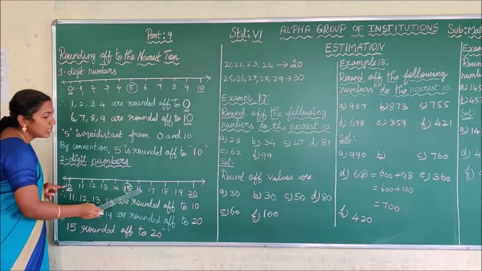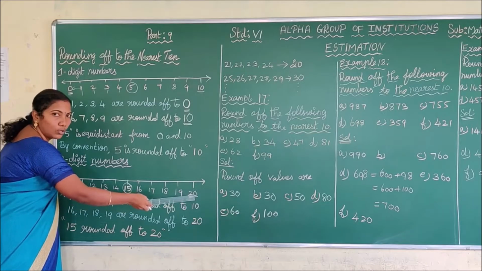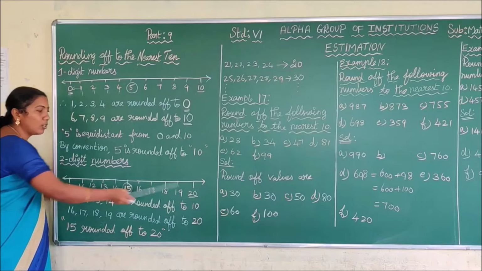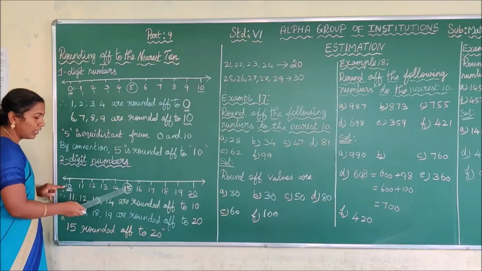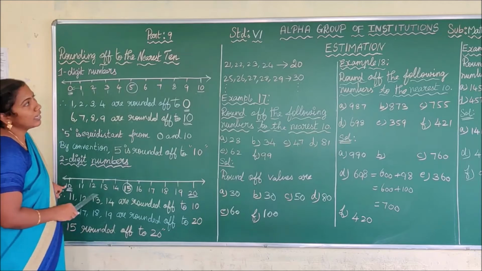Listen carefully. Here also 16, 17, 18, 19 are rounded off to 20. And the 15, though it is equidistant from 10 and 20, by convention 15 is rounded up to 20. Is it clear, children? See here.